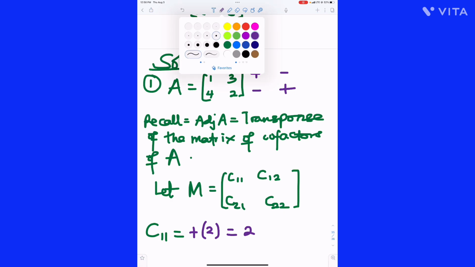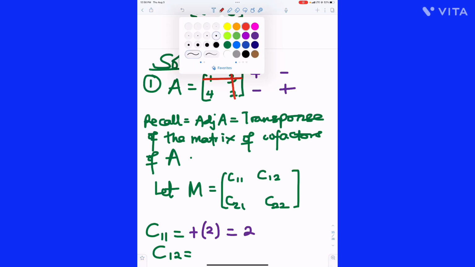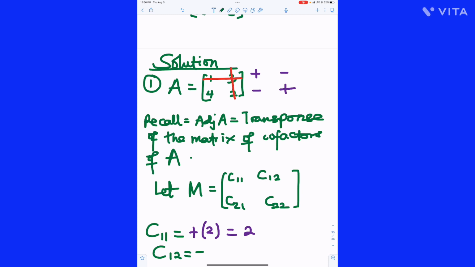Let me go ahead now and find the cofactor of the second element, which is in the first row, second column. To find the cofactor of 3, all I have to do is cross the row and column that contain 3. What do I have left? I will have 4 left. That 4 should take a negative sign. So that's minus times 4, which is minus 4.